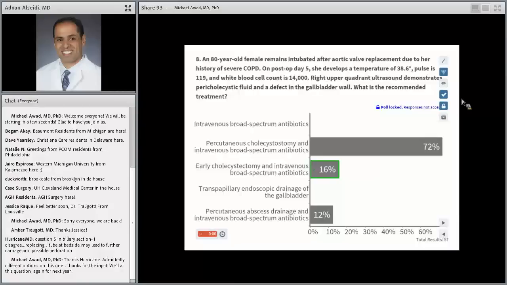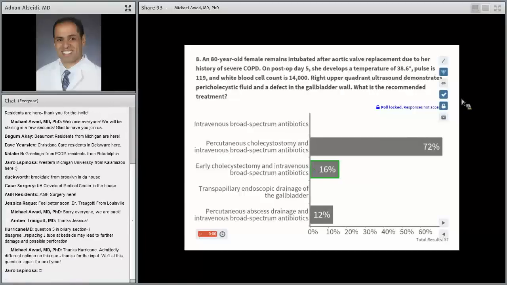The answer is you do the least invasive way to get source control, which is a transhepatic percutaneous cholecystostomy tube and antibiotics, and then when they're better, electively take out the gallbladder. But that's not this case. This case is a person with gangrenous perforated cholecystitis, acalculous cholecystitis, as seen by the ultrasound showing pericholecystic fluid and a defect in the gallbladder wall.